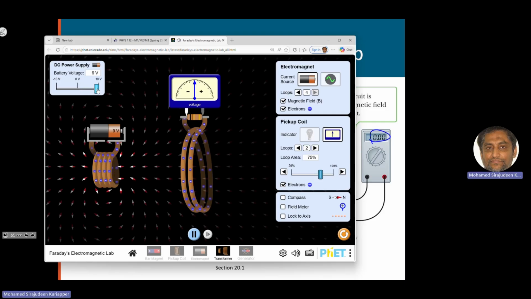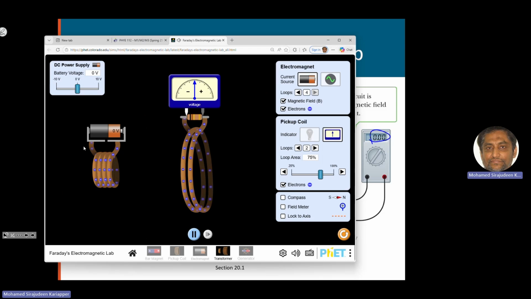Did you note that? It flipped to the left. When I close the switch, for an instant, there was a current through the secondary coil as well. Now let me open the switch, bring it to this, and watch again. It deflected to the other side. So when I close the switch, it deflected to the left. When I open the switch, it's deflected to the right.